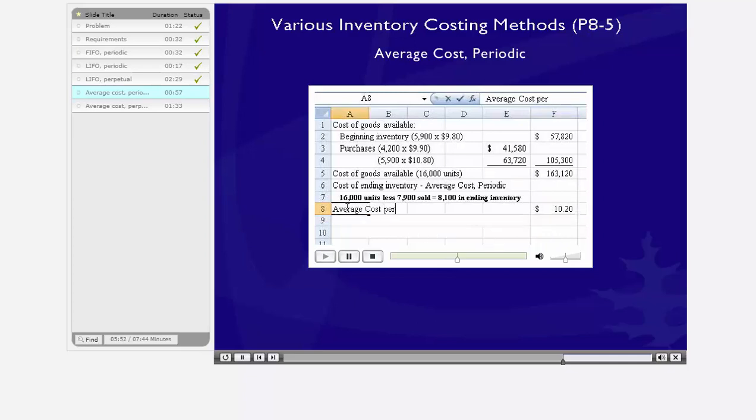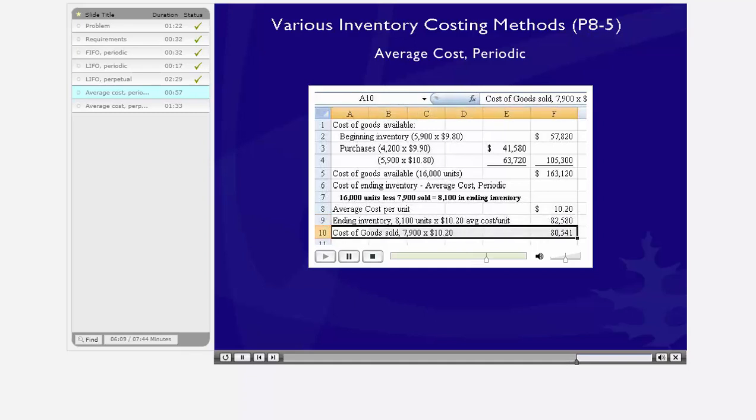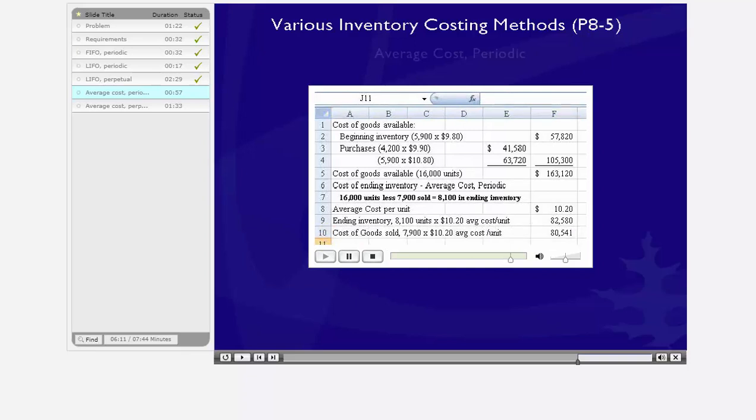Okay, so that's the average cost per unit. Once we have that $10.20, we can compute the ending inventory by taking 8,100 units times the 10.20 and coming up with $82,580. And then we can take the cost of goods sold, which was 7,900 units, times the same 10.20 average cost per unit. I'll fill that in, and we come up with $80,541. And that takes care of determining ending inventory and cost of goods sold using the average cost periodic basis.